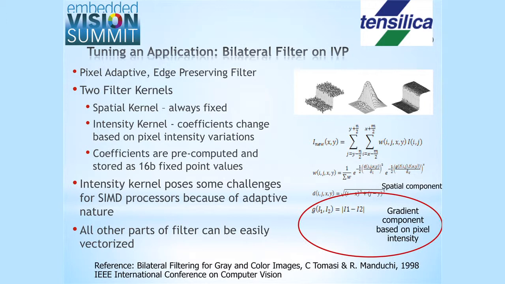And this makes it much more difficult to parallelize. So you have these different components within it. Standard coefficients can be pre-computed, but the intensity kernel is hard because of this adaptive nature. And essentially, it looks like a different computation, a data-dependent computation at each pixel location. So the other parts of the filter can be easily vectorized, but this one component is a significant issue.